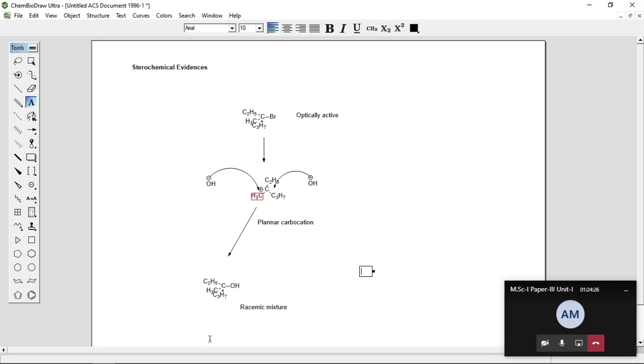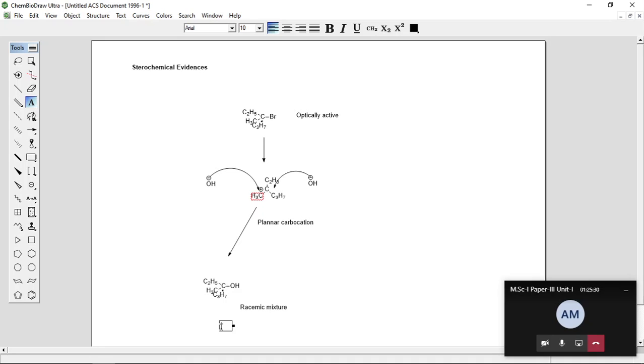That is the carbocation, and that carbocation can be attacked by the nucleophile from both sides, top side as well as bottom side, with a 50-50% possibility. Suppose your starting material is R, then in the product you are getting 50% R and 50% S. So you are getting a mixture, and that is called a racemic mixture. It is nothing but an equimolar mixture of two enantiomers, and this racemic mixture is optically inactive. Racemic mixture is optically inactive because what?